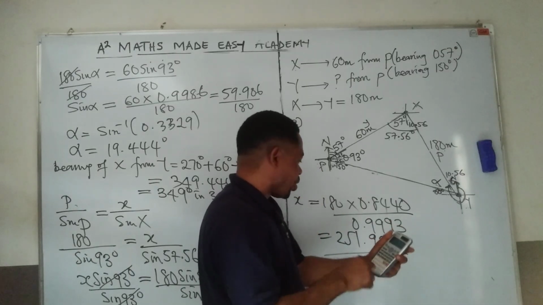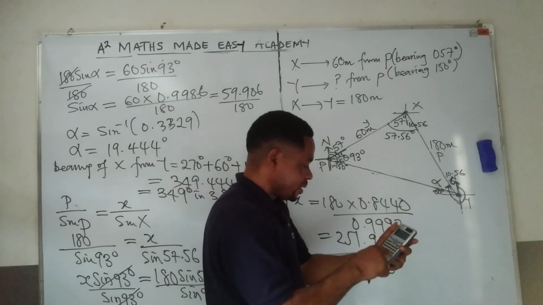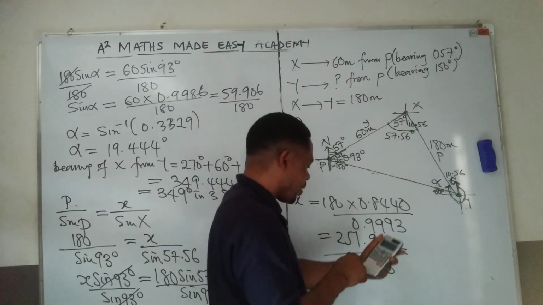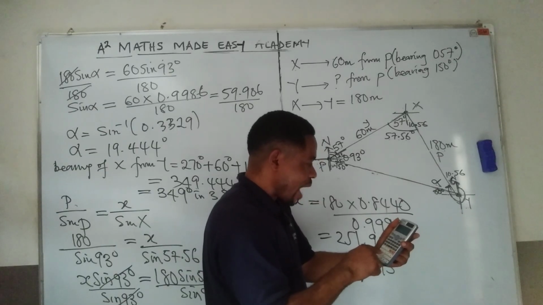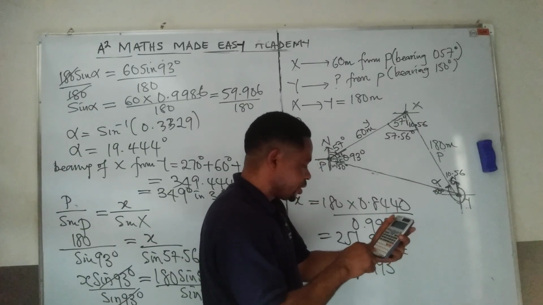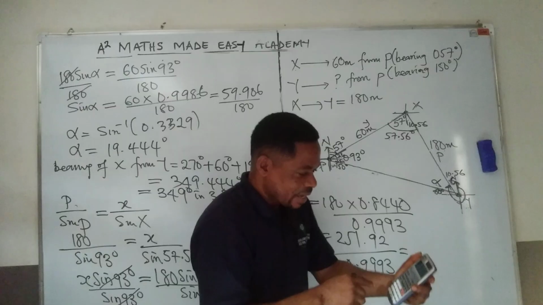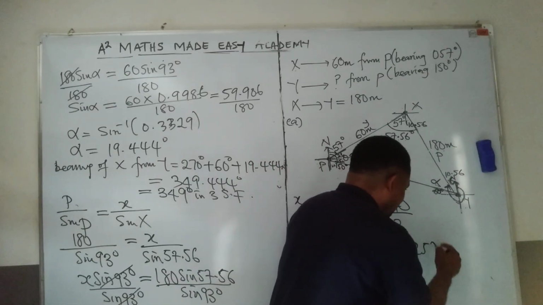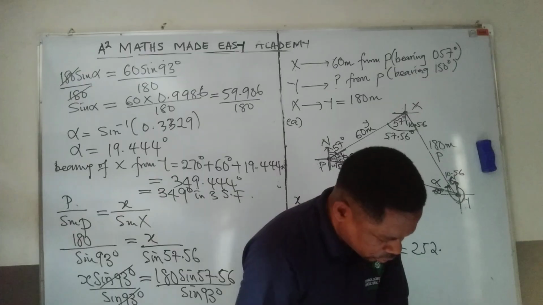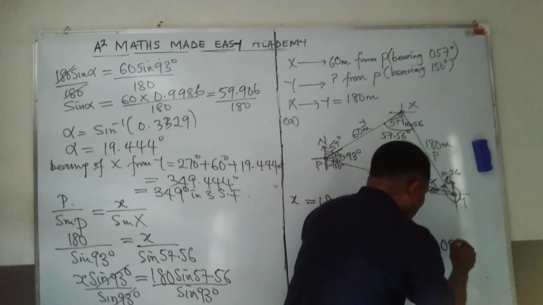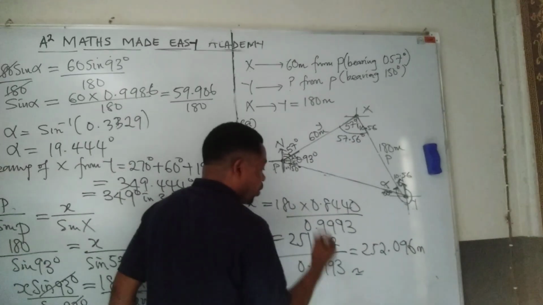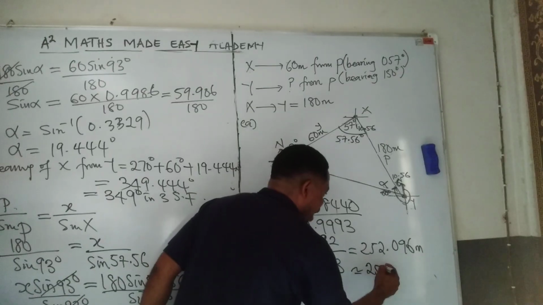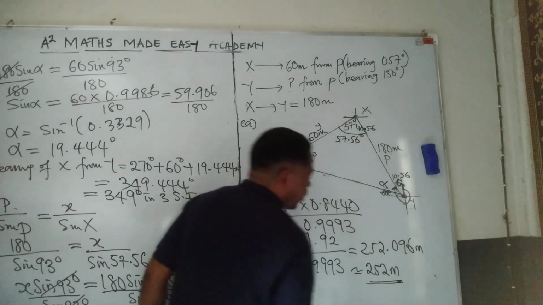Can we divide now? Oh yeah, watch. I will now divide this by the base. Now let's go. What is the numerator? 251.92, then divided by 0.9993. Can we get the answer now? Wow. The answer is 252.096 meters. Then approximately in three significant figures, what is the distance now? The distance is 252 meters, and that is the final answer.